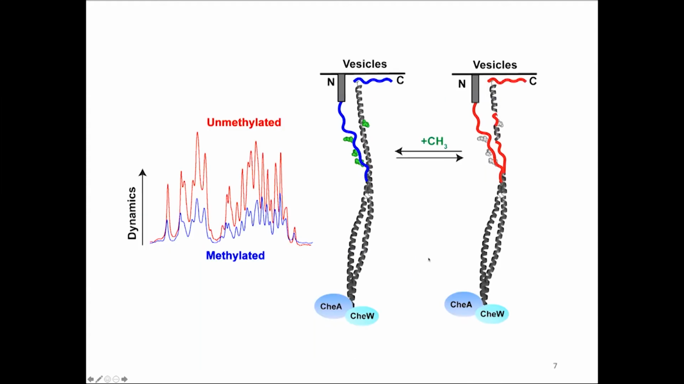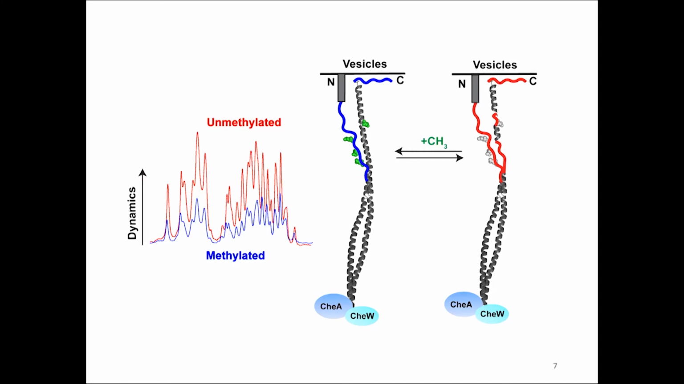So just to reiterate what we saw: there was an increase in dynamics when the receptor switches from kinase on to kinase off. So definitely our unmethylated receptor has higher dynamics. And one thing to note here is that the increase in dynamics is where the methylation sites are. So this might increase the access of these sites to the methyltransferase enzymes during the signaling.